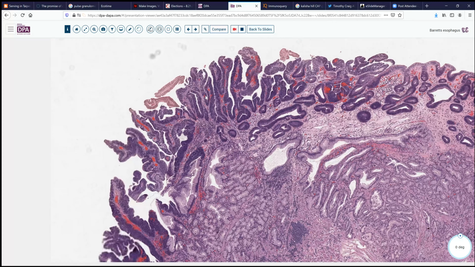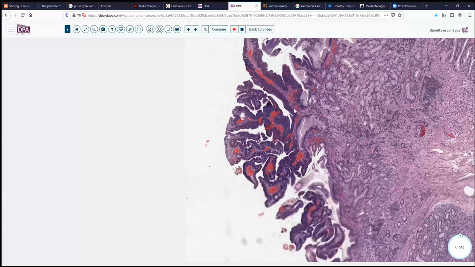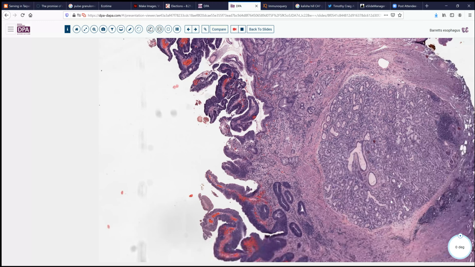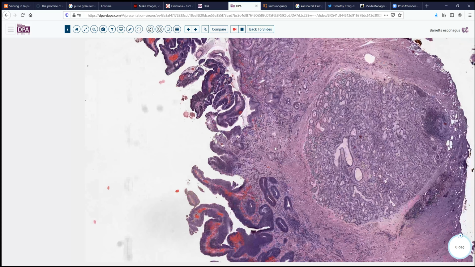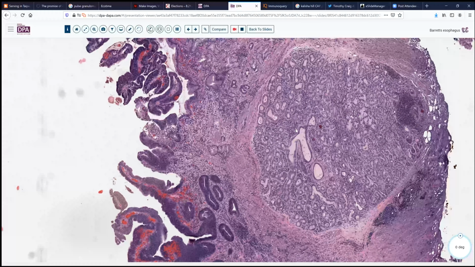Now here we again have the villous architecture, elongated villi here, complex tubulovillous appearance. And then here we have a gland, probably a submucosal gland, which has become inflamed.